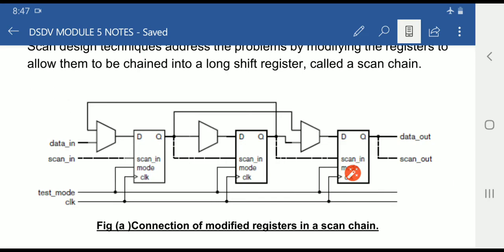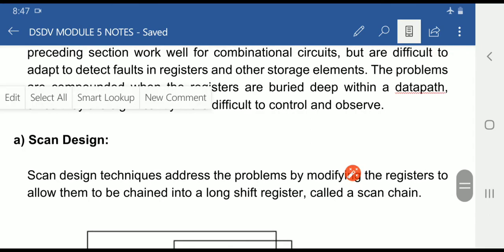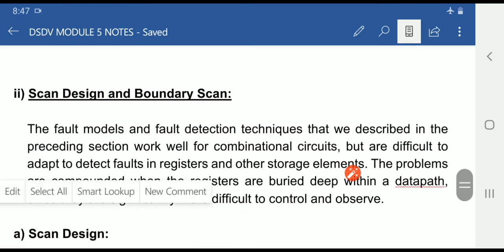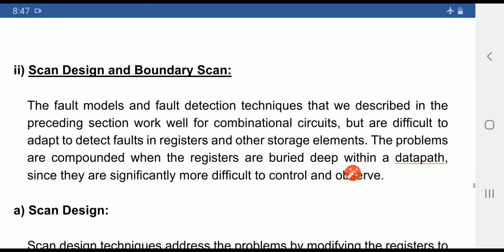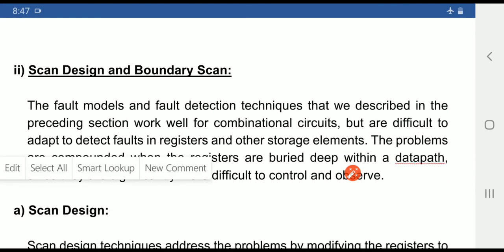So this is about the scan design technique. Similarly, you can go through the boundary scan. The notes are given, just go through them and verify the outputs.